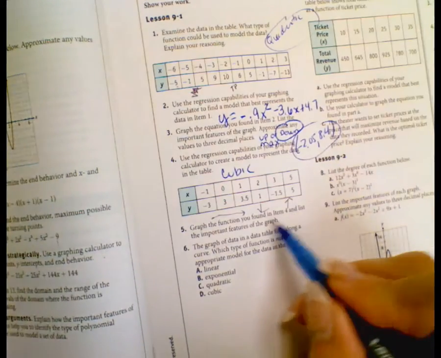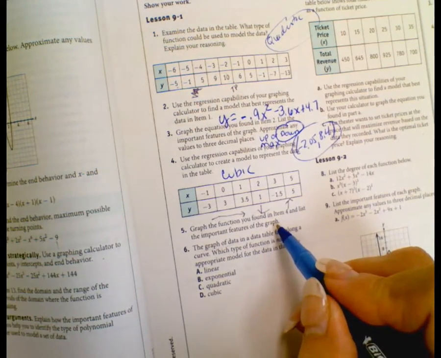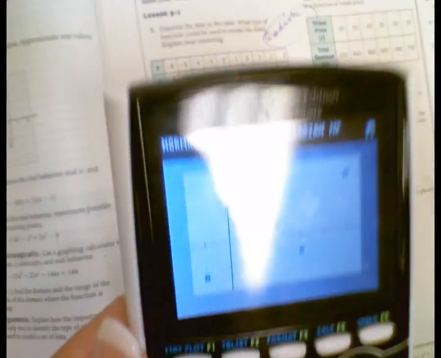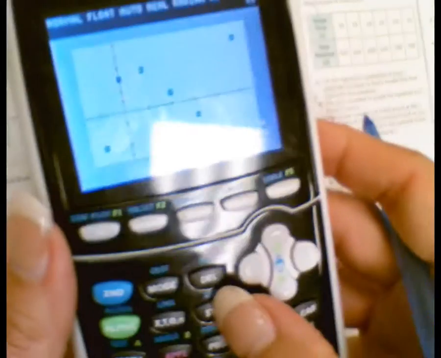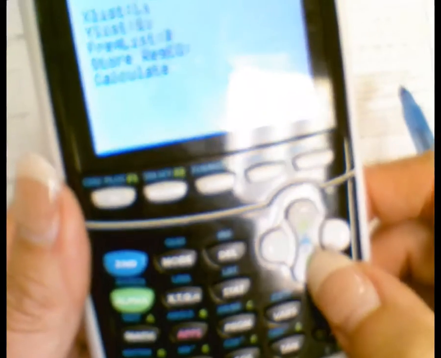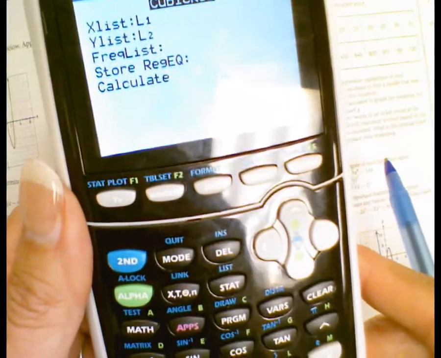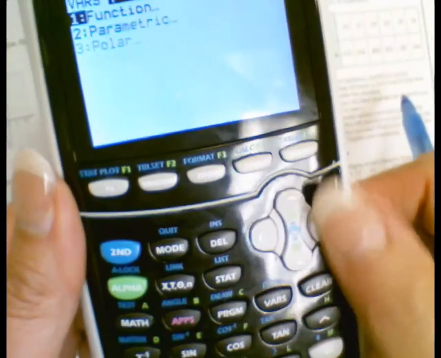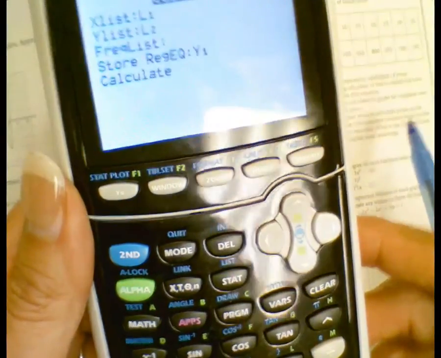All right, important features of the graph. Well, first let's go ahead and find it. Let's go stat, calculate, cubic regression. I want to store this. So we're going to press vars, y vars, enter, enter, calculate.